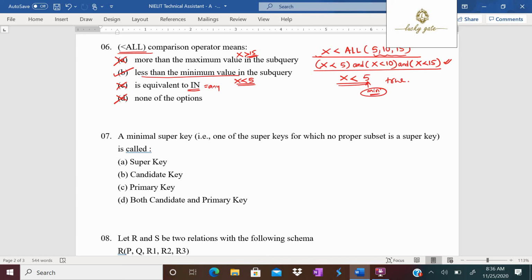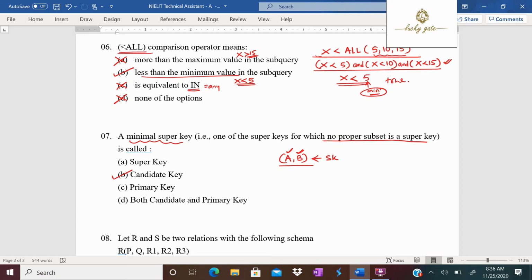Question number 7. A minimal super key, that is one of the super keys for which no proper subset is a super key, is called. If no proper subset is a super key, we call it a minimal super key. That minimal super key we call a candidate key. What it actually means is, suppose A and B attributes together is a super key. If A alone is not a super key and B alone is not a super key. Why? Because what are the proper subsets of A and B? A and B. Those are the proper subsets.